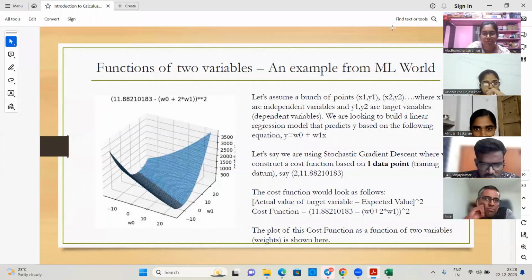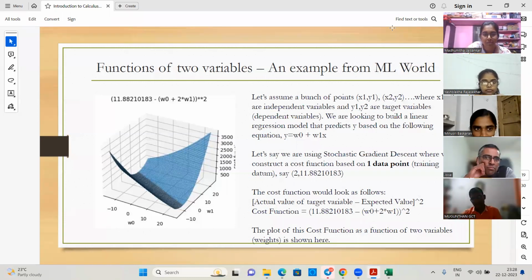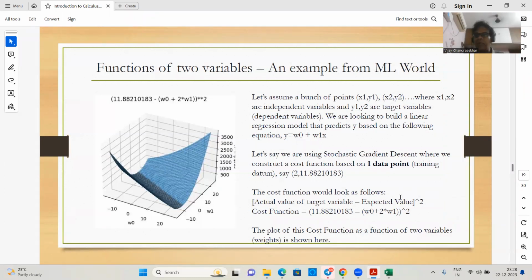Because it is not dependent on anything. You can assign any value. Correct. You can vary W0 and W1. You see that? I can play around with W0 and W1. Correct? What is the dependent variable? Sanjay, I don't want you to answer. You're the one who answered, right? Okay, someone else. What is the dependent variable here?